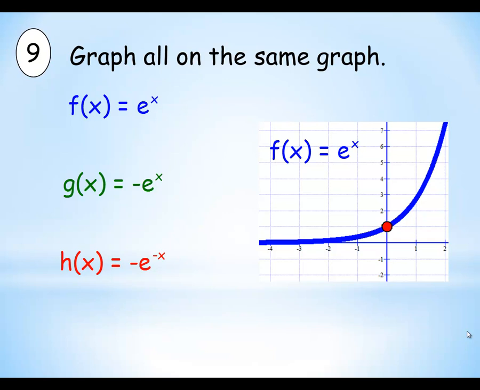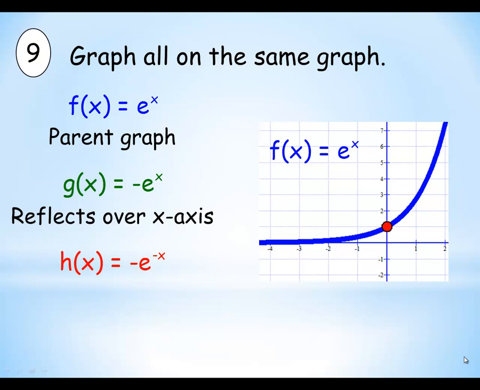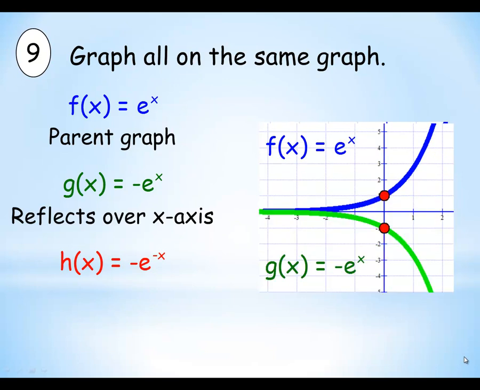In one of your problems, you'll be asked to graph all of these functions on the same Cartesian plane. So here is a parent graph, f of x equals e to the x. But if we are graphing g of x equals negative e to the x, we know the negative in front of the base, in other words, the leading coefficient is -1. That simply causes the graph to reflect over the x-axis. We know this, that it flips the graph down.